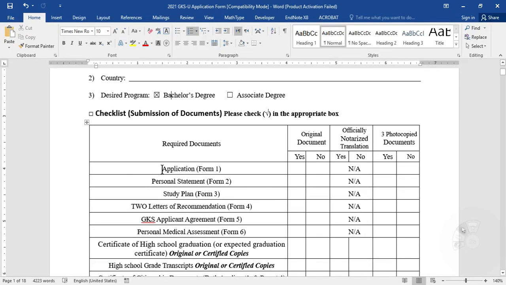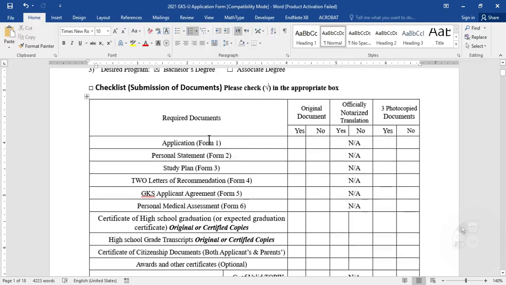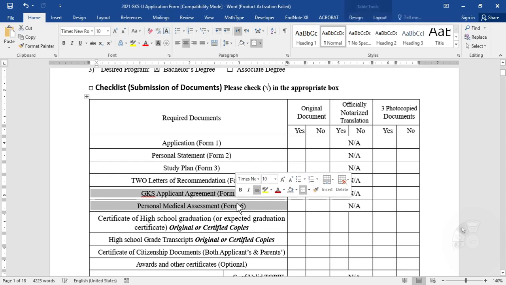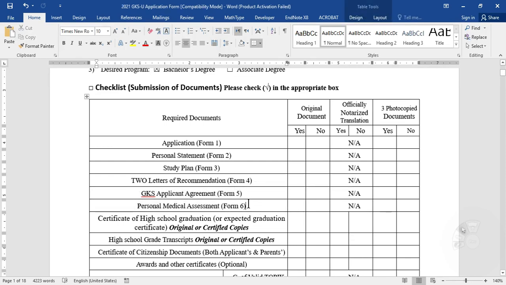So you have to actually attach all these forms. There is a checklist for the required documents. Application form 1, which I will explain later. Personal statement, it is form 2. Study plan is form 3. 2 letters of recommendation, it is form 4. And GKS applicant agreement, form 5. Personal medical assessment, form 6. And these 2 forms are actually just a formality, but you have to take yes or no in these forms. And for this form you have to just write the name and sign it, and directly submit it.